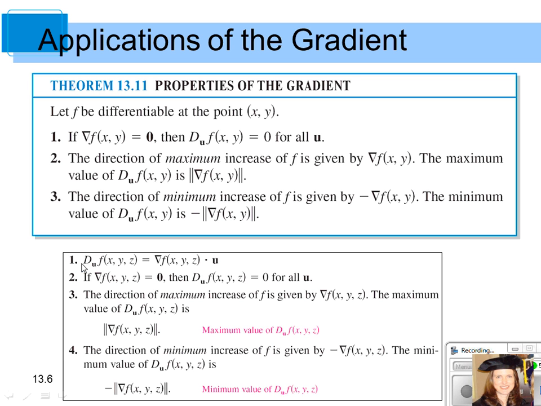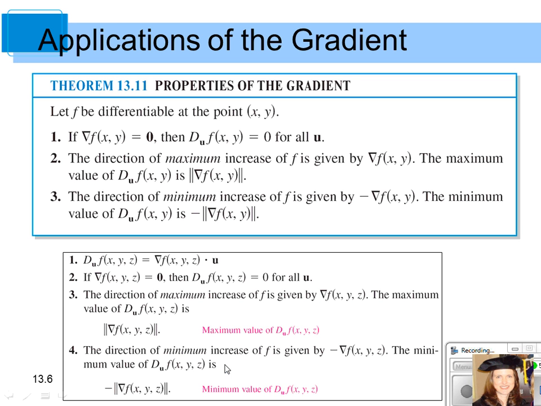This portion outlined in the bottom here is extended to a function of 3 variables. A property we see in number 1 is that the directional derivative is actually found by taking the dot product of the gradient with the unit vector. Again, if the gradient is equal to 0, then the directional derivatives will all equal 0. And in number 3, the direction of the maximum increase is given by the gradient, and the maximum value is the magnitude of the gradient.